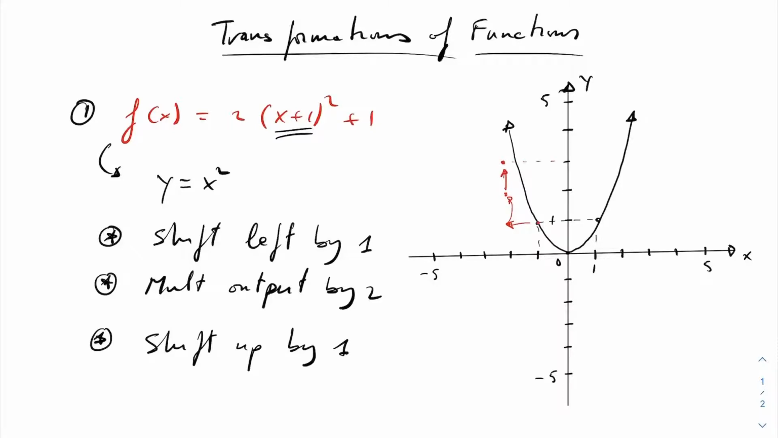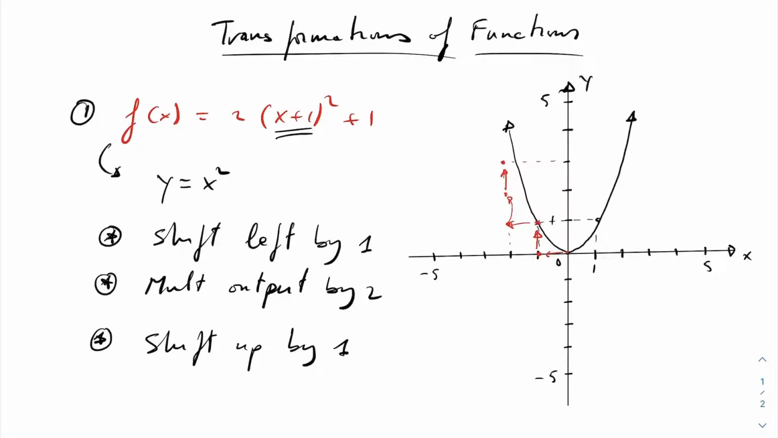Next, we look at the point (0, 0). We're going to first shift it to the left, giving us the point (negative 1, 0). Then we're going to multiply the output by 2. That's not going to change our point at all because the output is 0. And then we're going to have a shift up by 1, giving us the point (negative 1, 1).